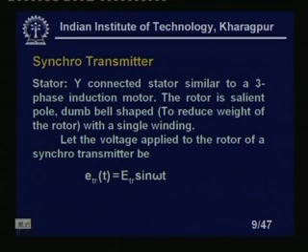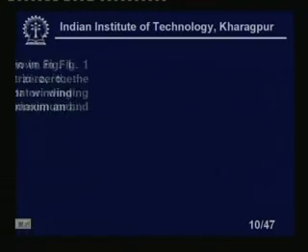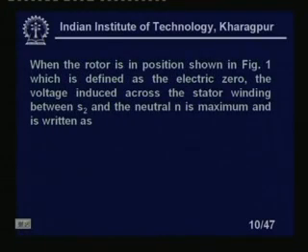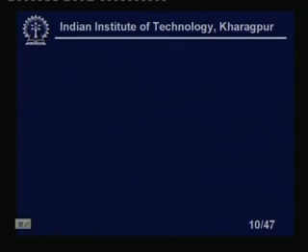Let the voltage applied to the rotor of a synchro transmitter be e_TR, in the time domain, equal to E_TR, the magnitude of the sinusoidal signal, times sin omega t. Here omega is the circular frequency of the single phase excitation which we are giving to the synchro rotor. Clear? When the rotor is in the position as shown in the figure, let us go to the figure.